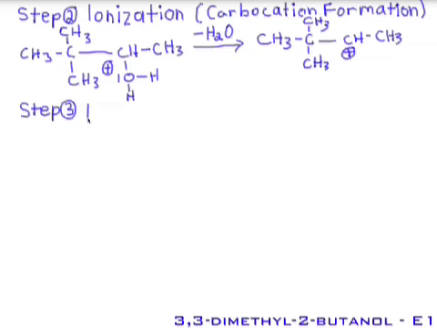Step 3, of course, is rearrangement. Whenever you say E1 or SN1, you must always draw your carbocation on scrap paper, take a close look at it, and see if rearrangement is possible.